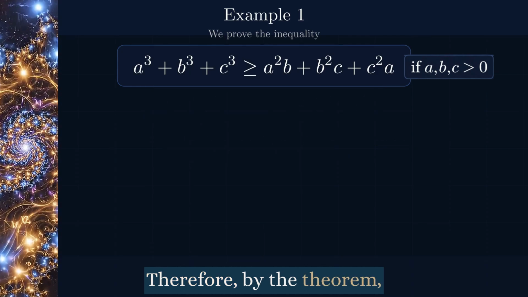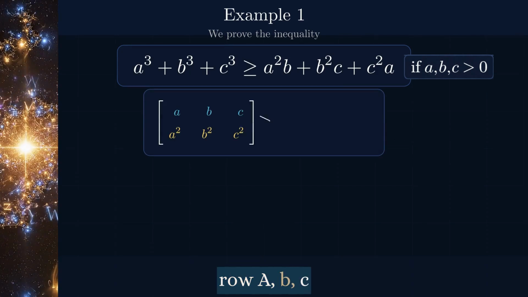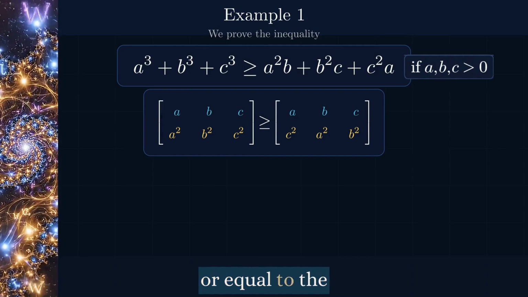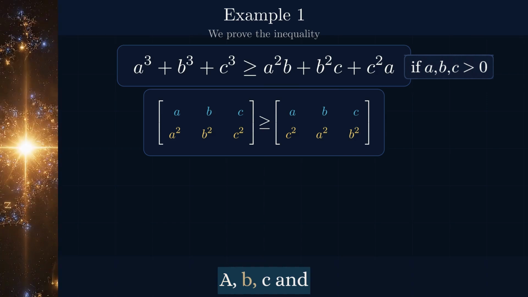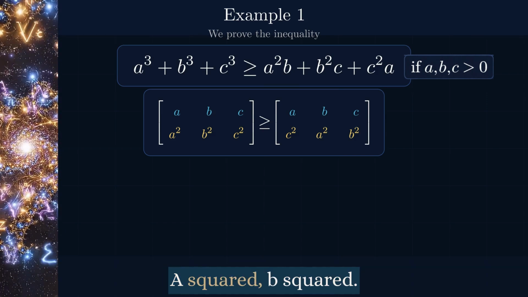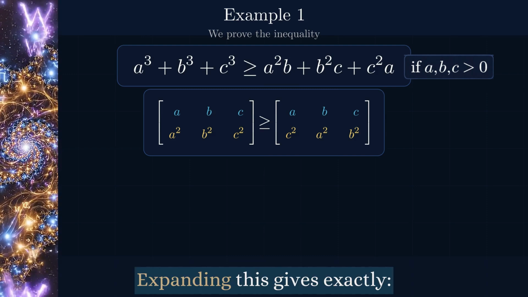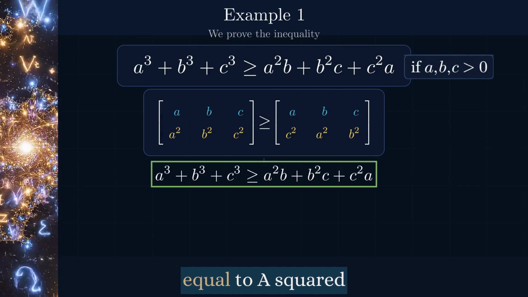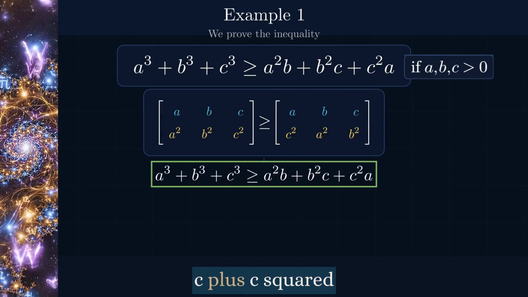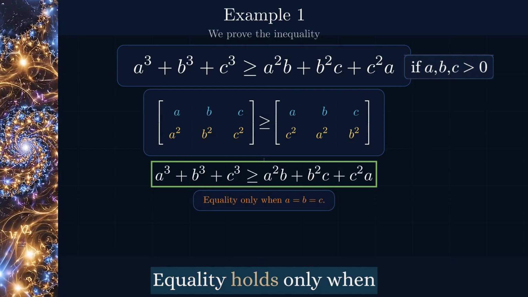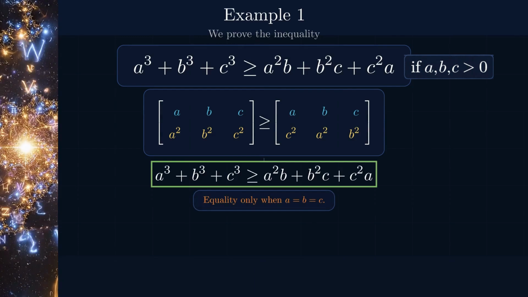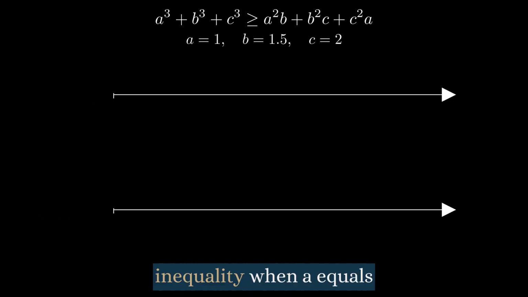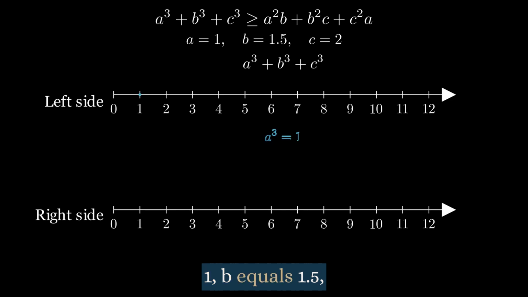Therefore, by the theorem, the bracket with top row A, B, C, and bottom row A squared, B squared, C squared is greater than or equal to the bracket with top row A, B, C, and bottom row C squared, A squared, B squared. Expanding this gives exactly a cubed plus b cubed plus c cubed is greater than or equal to a squared b plus b squared c plus c squared a. Equality holds only when a equals b equals c. This completes the proof.